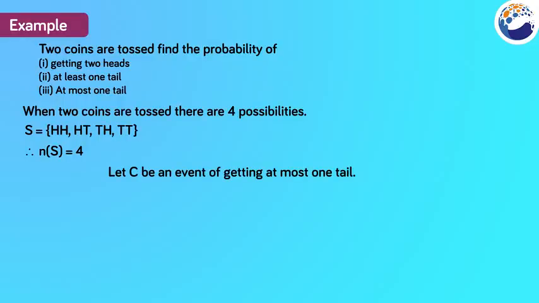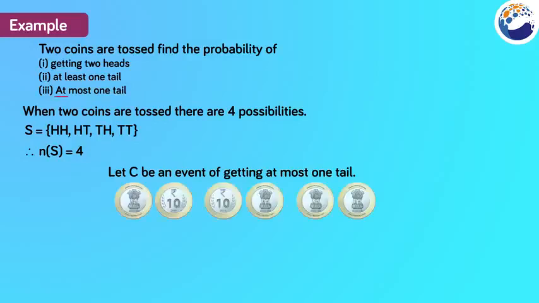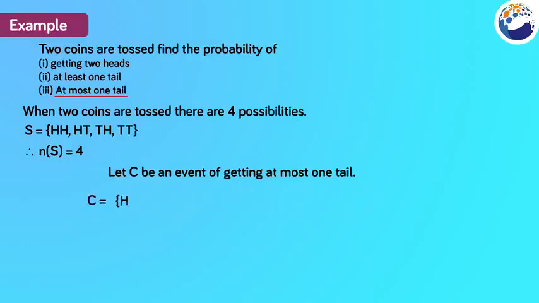Let C be an event of getting at most one tail. At most one means less than or equal to 1. So even if there is no tail, it is accepted. That is, C is equal to head head, head tail, tail head. Therefore, N of C is equal to 3. Therefore, P of C is equal to N of C upon N of S, which is equal to 3 upon 4.